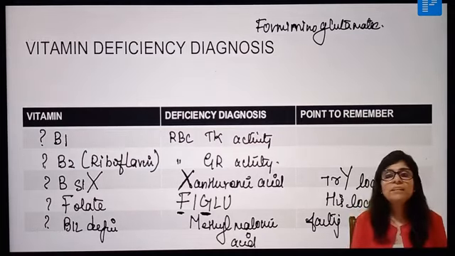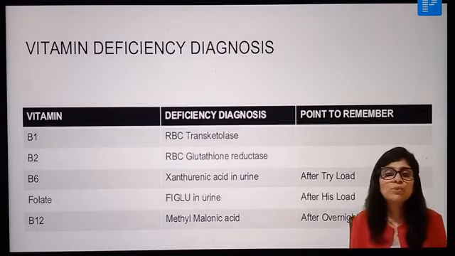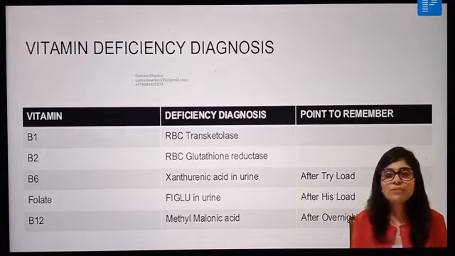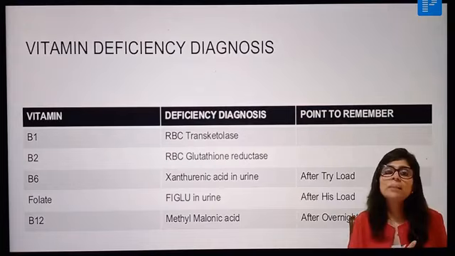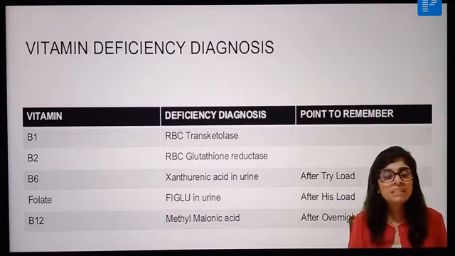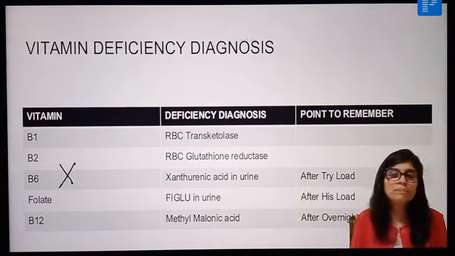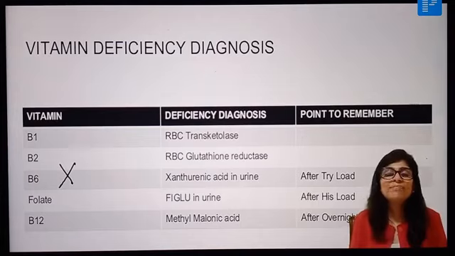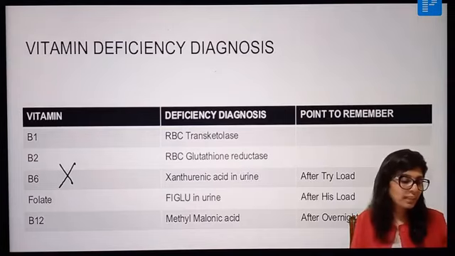Okay, so can we repeat this? Vitamin deficiency. Look at this table. This PDF will be provided to you after the session, so you don't have to worry about writing down everything. Thiamine deficiency, if you suspect it, it is RBC transketolase activity. Riboflavin deficiency: ribbon and glue go hand in hand. It is RBC glutathione reductase activity. B6 ends with X, so you estimate xanthurenic acid level in urine after tryptophan load. Folate deficiency, F or F, you estimate FIGLU levels after histidine load. B12 deficiency, you estimate methylmalonic. Yes, you will get the PDF sheet, Shivam.